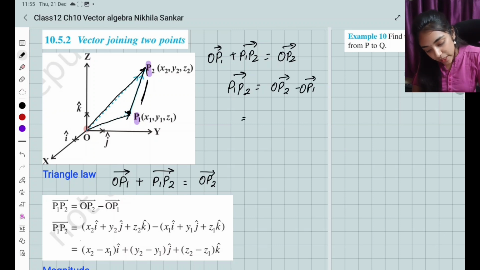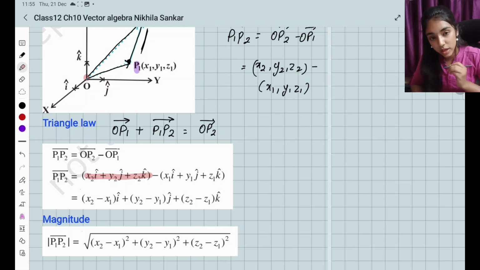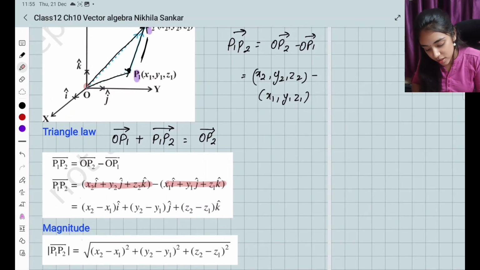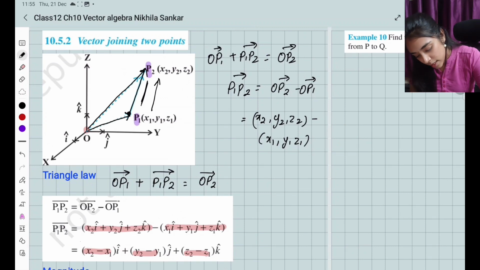So, basically, OP2 என்ன? It is going to be X2, Y2, Z2 minus X1, Y1, Z1, where you can write it in such a form. X2 i cap, Y2 j cap, Z2 k cap. இதுதான் நான் coordinates எழுதிருக்கேன். Minus X1 i cap, Y1 j cap and Z1 k cap. So, இந்த i cap, j cap எல்லாம் நம்ம club பண்ணா, basically, P1P2 ஓட vector is going to be X2 minus X1, Y2 minus Y1, Z2 minus Z1. புரிஞ்சுதா? So, P1P2 ஓட vector is going to be X2 minus X1.